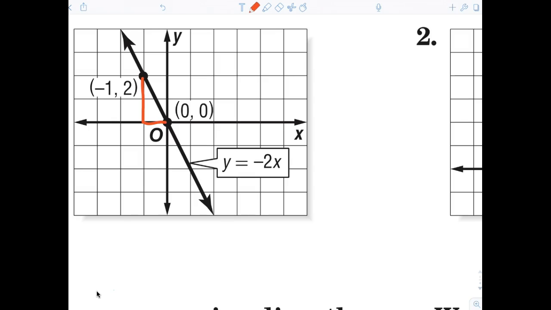All right? So what am I doing? I'm going down what? Yes. So that's -2, and then to the right what? 1. So you would say my slope is what? -2 over 1, which is the same as negative 2. Is everybody okay with that? Right? So the slope is negative 2.